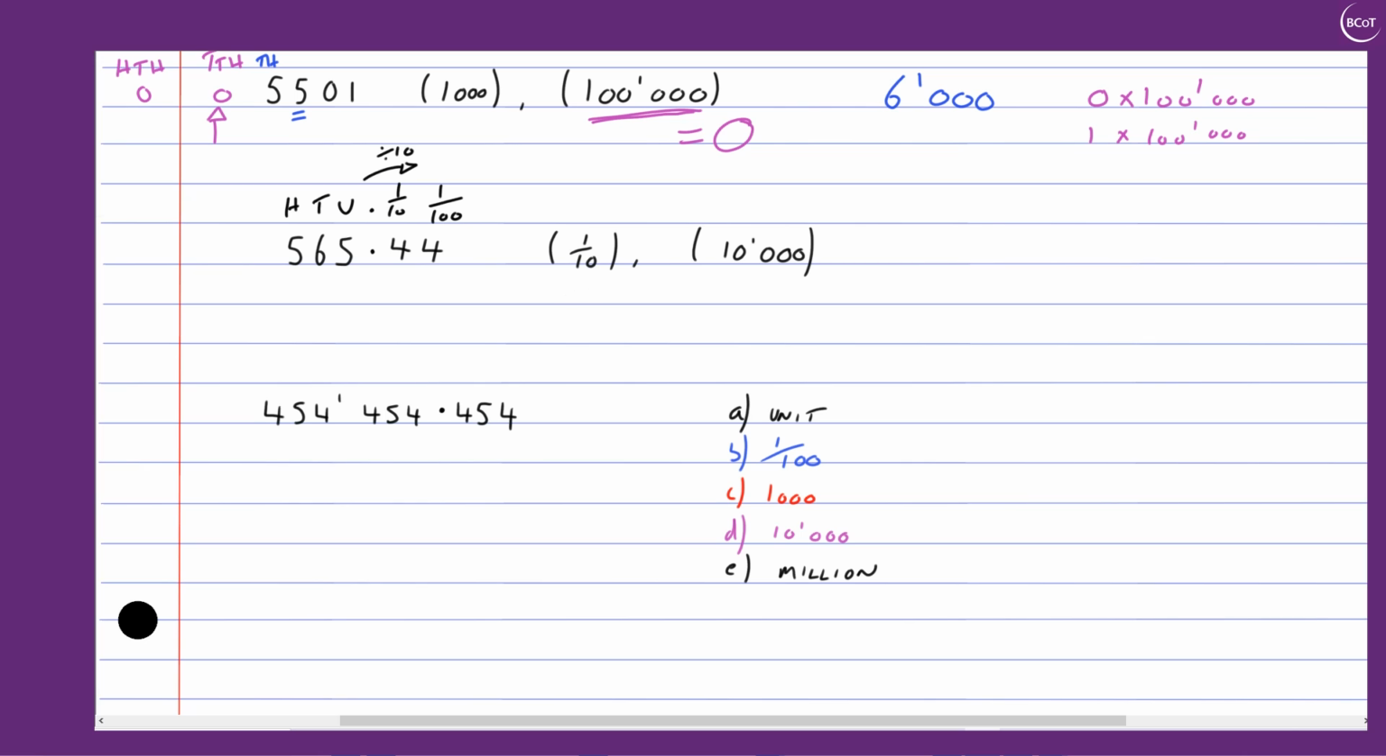So 565.44 to the nearest tenth. Well, because it's asking us to round to the nearest tenth, which is this column, we look at the column to the right. So this is the number that we're comparing with 5. And this is only 4, so it rounds down. So to the nearest tenth, this answer will be 565.4.